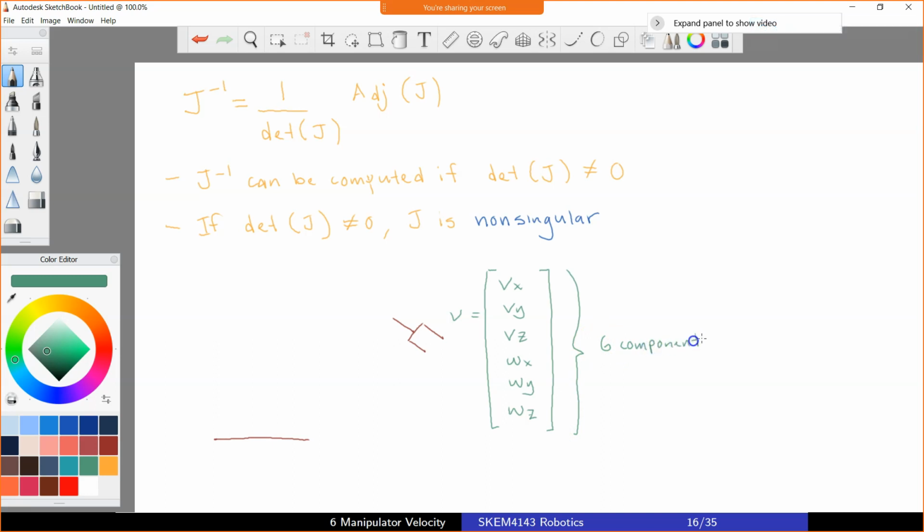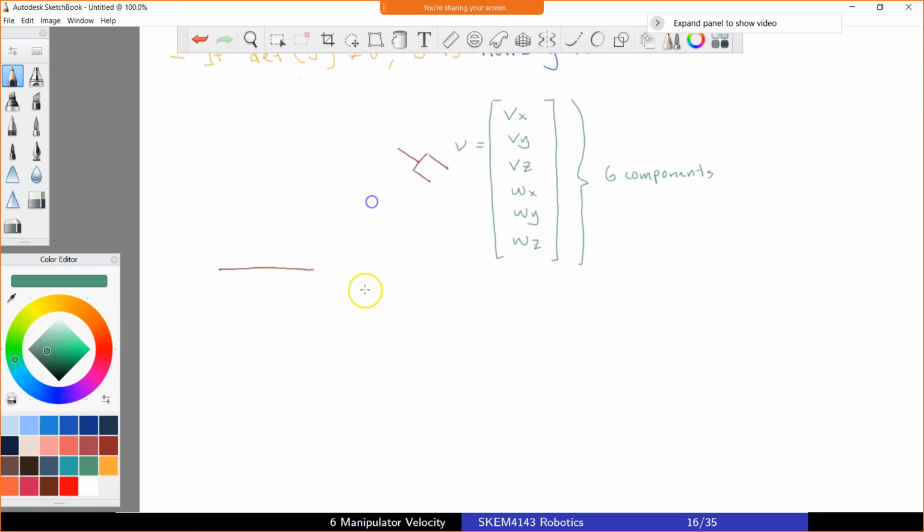And if this is the case, you need to build or have a 6 degree of freedom robot arm with 6 joints. Okay. On the other hand, you can draw your own robot arm here, right?